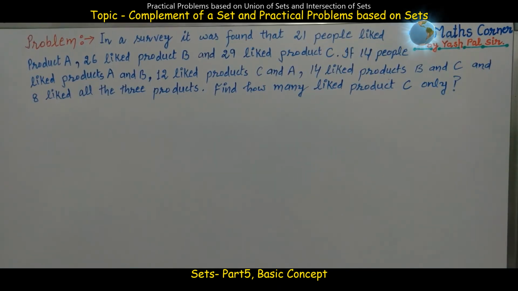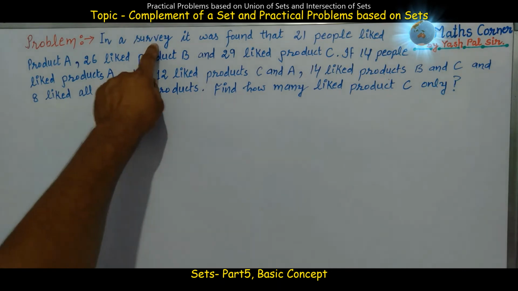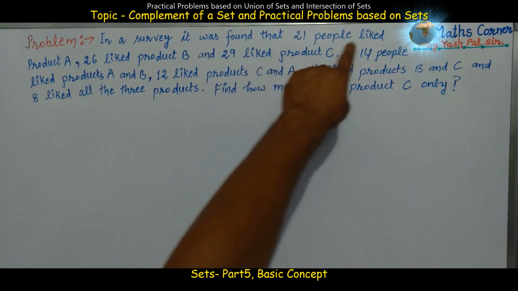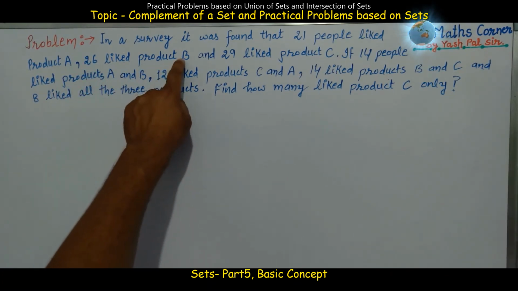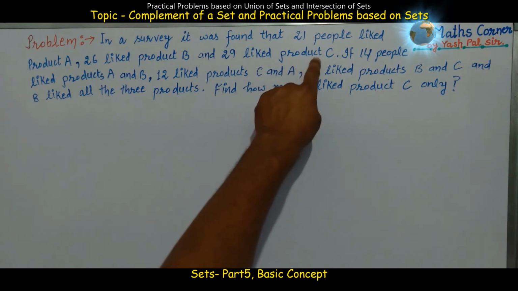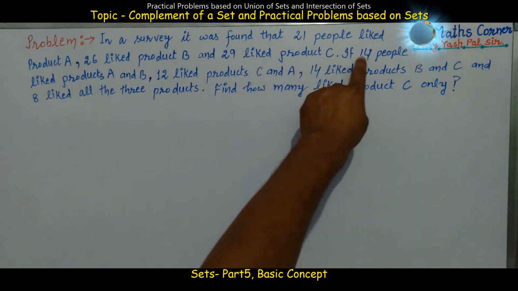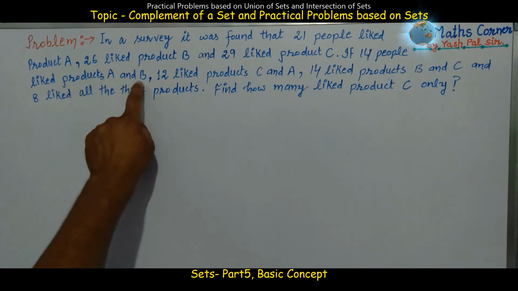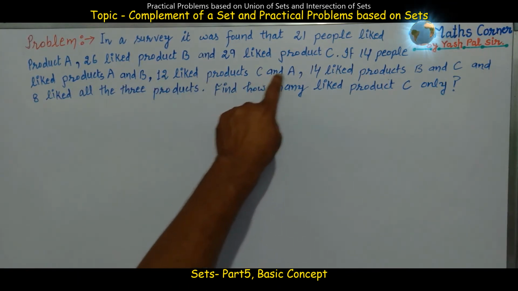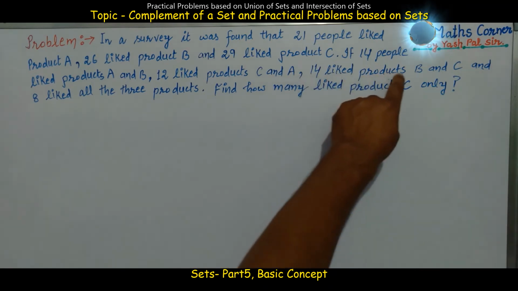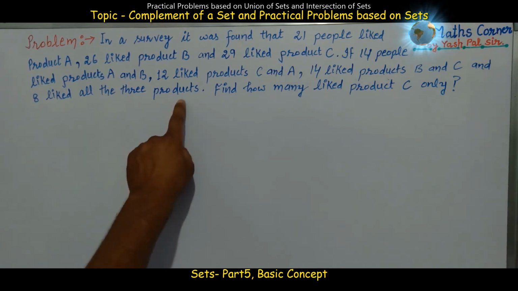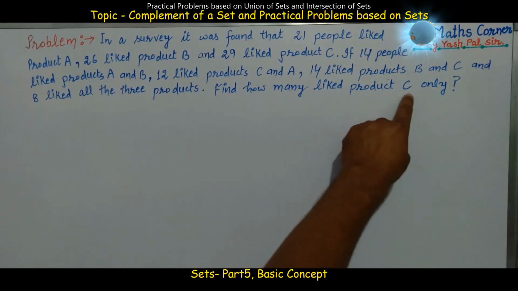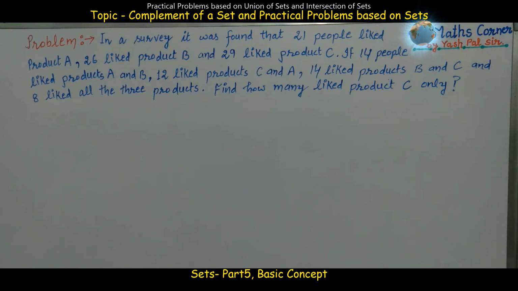Similarly, we have one more problem. In a survey, it was found that 21 people liked product A, 26 liked product B, 29 liked product C. Next, 14 people liked products A and B, 12 liked C and A, 14 liked products B and C, and 8 liked all the 3 products. Find how many liked product C only.